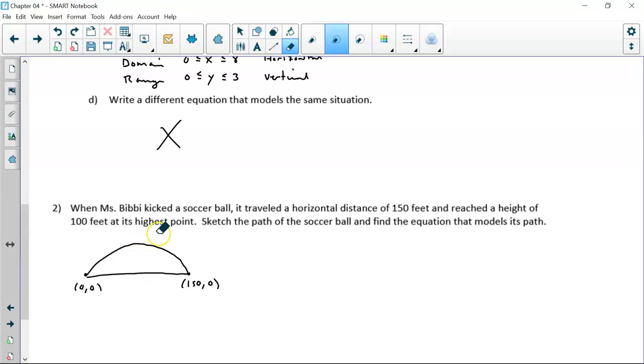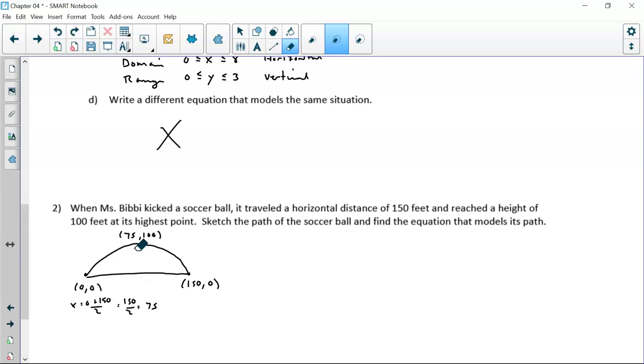Now the highest point it reaches is 100. That's our y coordinate. The x coordinate is in between those two. So x equals (0 plus 150) divided by 2, so it's 75. So the vertex is at (75, 100).